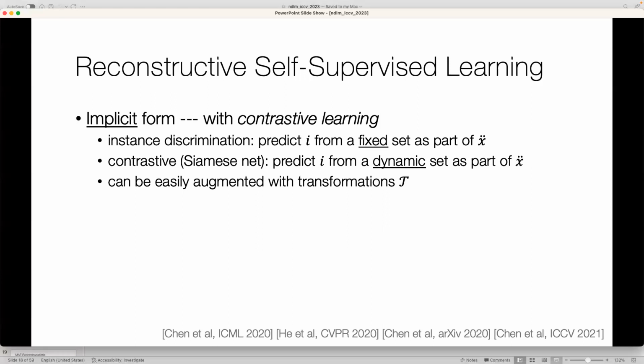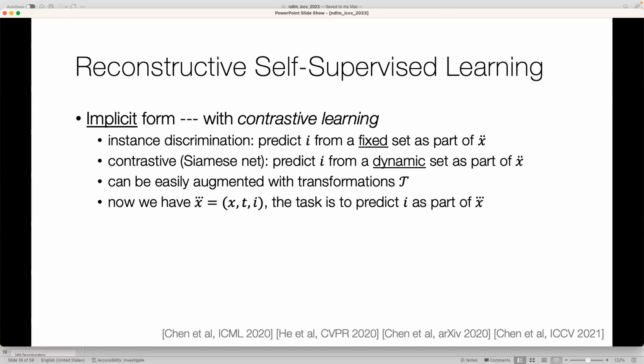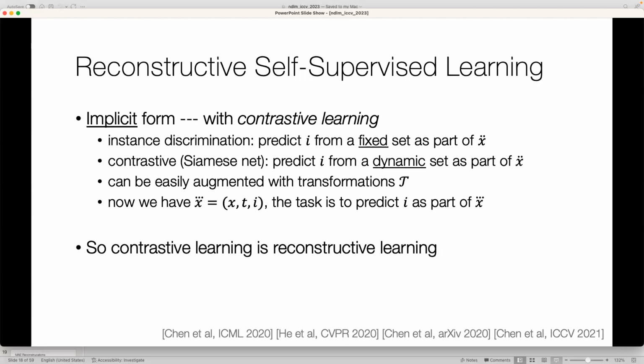And we can easily augment contrastive learning with some kind of transformations. Now it will become X triple dot, because you have an X transformation and the instance indicator. And the task is still trying to predict the indicator as part of X triple dot. And indeed, this is what people do. You will hear people talk about all kinds of augmentations or transformation engineering for contrastive learning in the previous years.